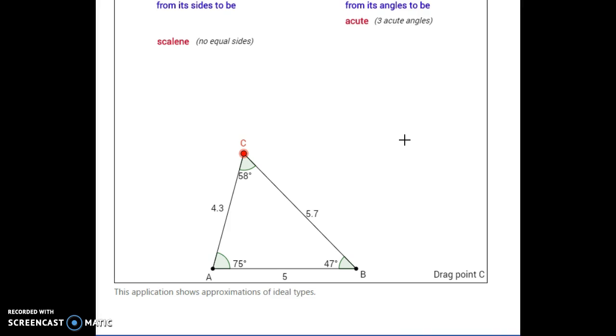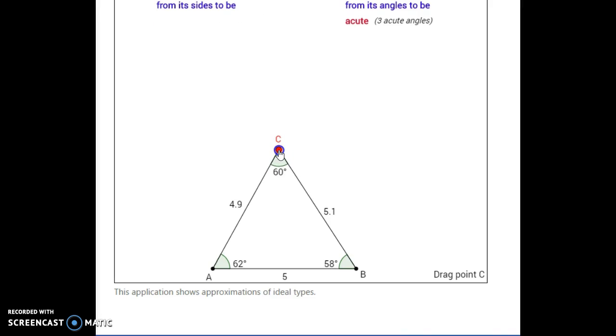Now, this example is not an equilateral triangle, and we know this because the side lengths are not all equal. As you can see here, one side length is 4.3 units, another is 5.7 units, and the last is 5 units. So this is not an equilateral triangle. An equilateral triangle would look more like that. That is an equilateral triangle.